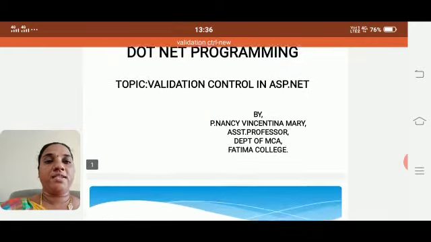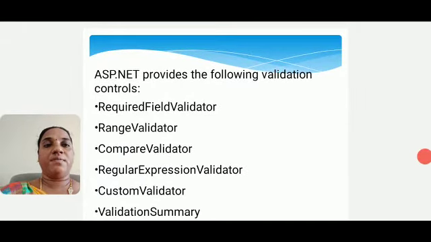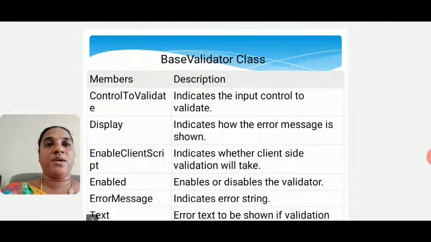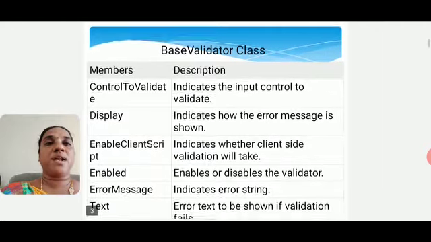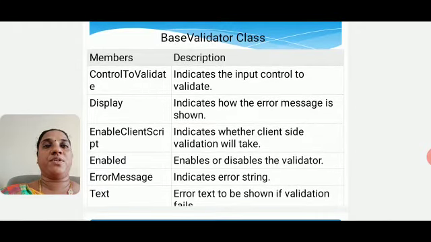So totally in ASP.NET, we have 6 controls for validation: required field validator, range validator, compare validator, regular expression validator, custom validator, and validation summary. Today we are going to see the first 3. Before that, we should know all these validation controls belong to the class BaseValidator. So this class will have the members to validate all the controls. So what are the members and the corresponding descriptions for those members?